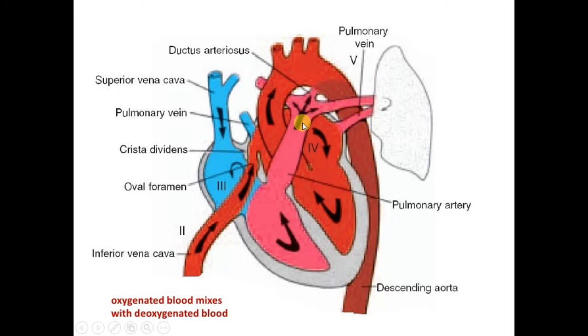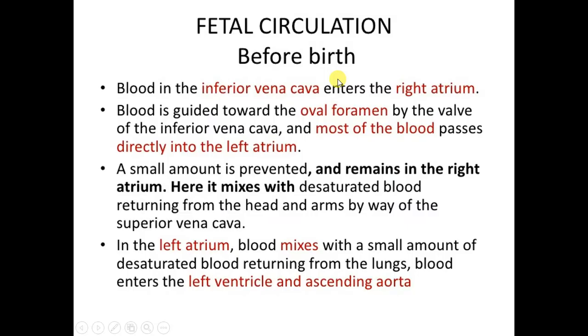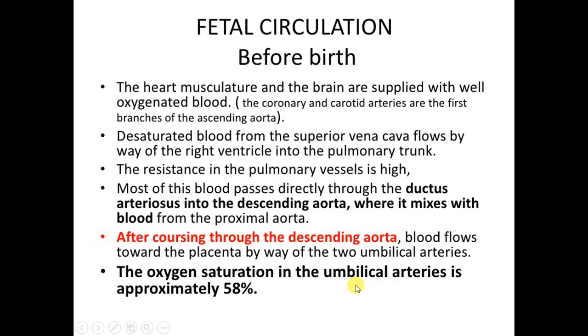The ductus arteriosus redirects blood from the pulmonary trunk to the aorta. So we have seen that the inferior vena cava enters the right atrium, passes through the foramen ovale, mixes in the left atrium, and then goes to the left ventricle and the ascending aorta.